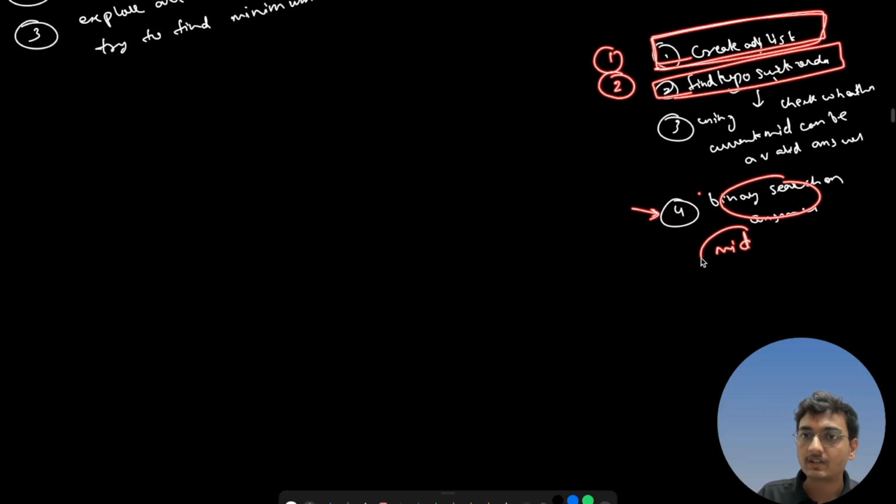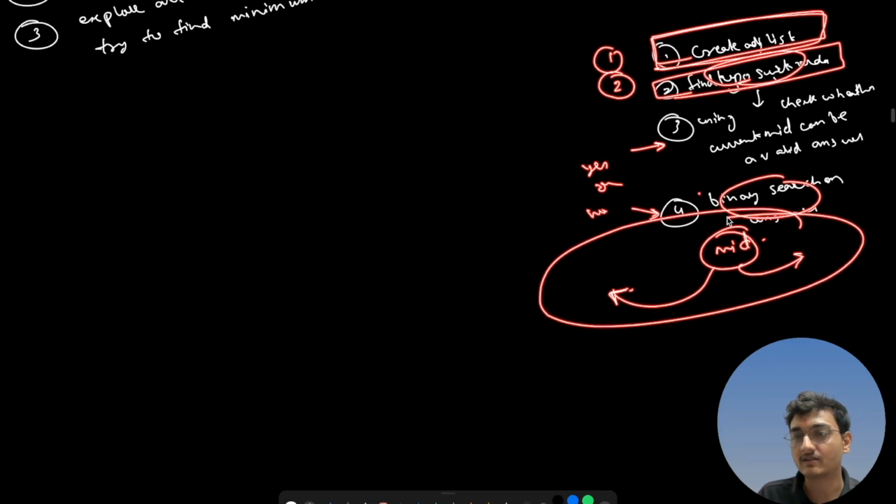Using this mid and this topological sort order, I will try to find whether that answer is yes or no. If that answer is yes, I will try to move towards right. If that answer is no, I will try to move towards left. So that's how binary search works, right? Here we have low, here we have high, and accordingly, if true or false, we move either right or left. So the same thing we will be doing here.